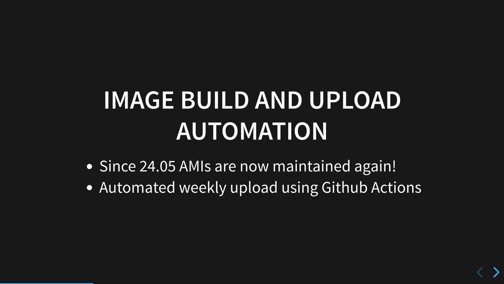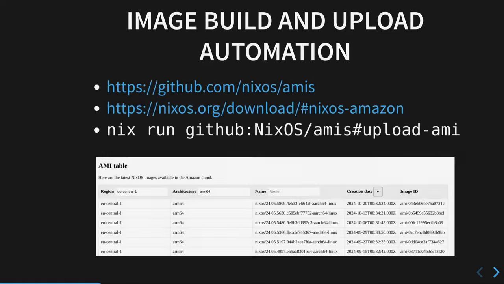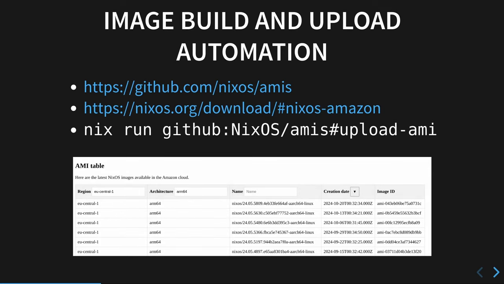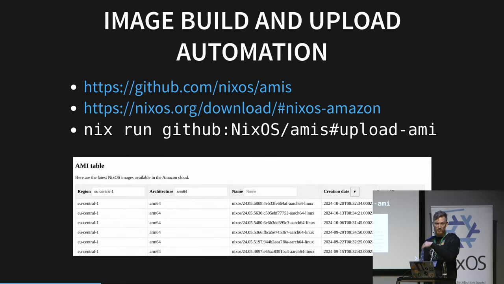So we took the time to build a pipeline for NixOS, which is now live, and since 24.05 it uploads images for every release bump automatically. You can find it on the NixOS.org website. There's a table with all the images. You can also upload your own custom images with this upload AMI tool that we built. So that problem is now solved. We have up-to-date images and no more security vulnerabilities in our base images.